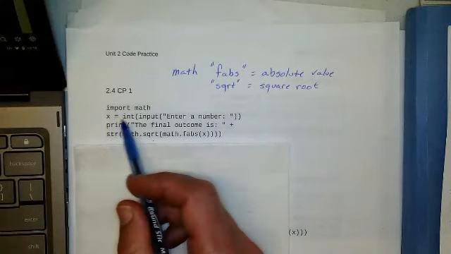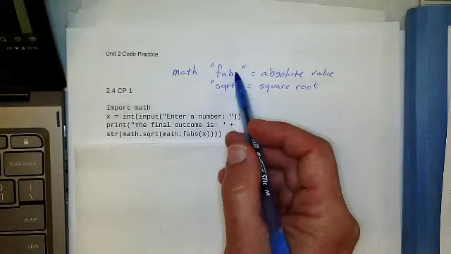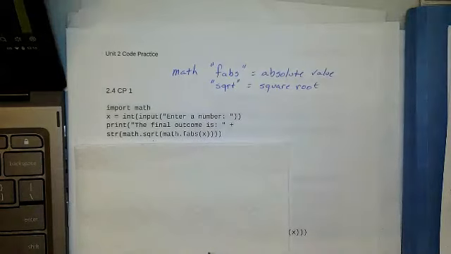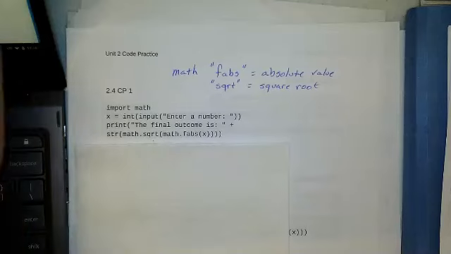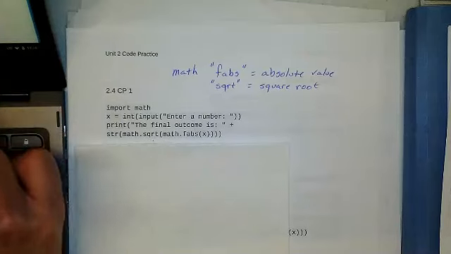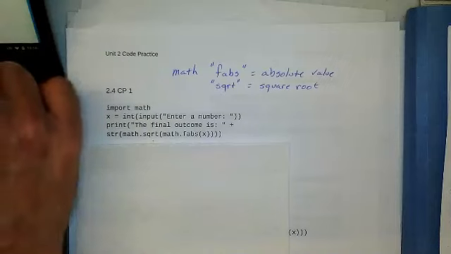Okay, so again, we want to import math so that we can use absolute value and square root. And then from that, we create the rest of it. We do the square root, we pop the value in there, and we say, hey, that worked out okay. And I think that should be fairly easy for us.